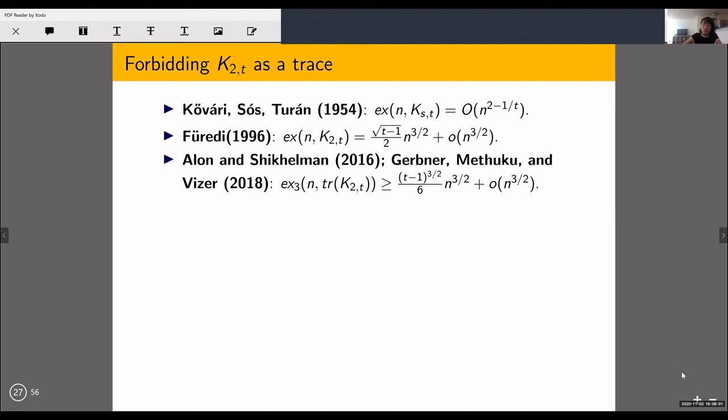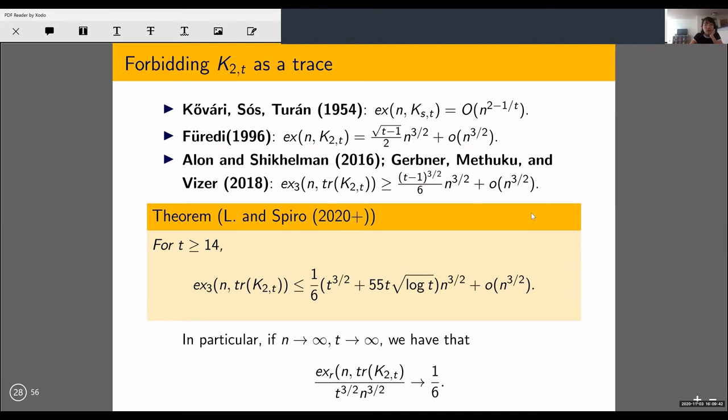So here's just some history of the results of forbidding these K2Ts. The first two results are for graphs. This is just the Turán number of K2T. And this third result, by Alon and Shikhelman and also Gerbner, Methuku, and Vizer, proved some other results, but it gave us a lower bound for the 3-uniform, no trace of K2T. In particular, they have something of the order 1/6 T to the 3/2 n to the 3/2. So that was their lower bound.